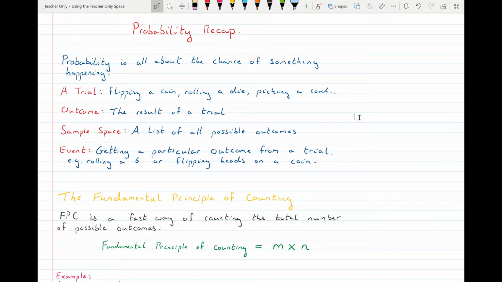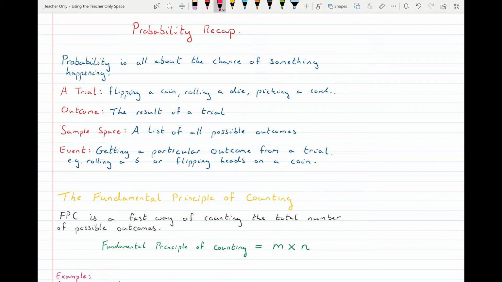Some of the key words we had in probability: a trial is flipping a coin, rolling a dice, or picking a card. That's a trial, doing something. An outcome is the result of the trial. So if you flipped a coin and you got a heads, that's your outcome. If you rolled a dice and got a 4, that's your outcome.